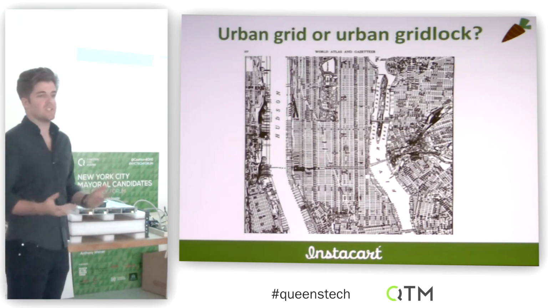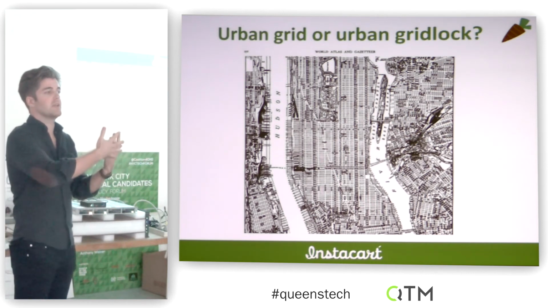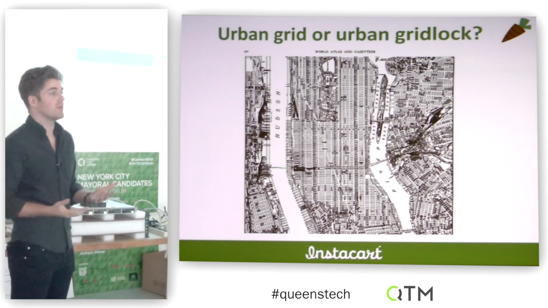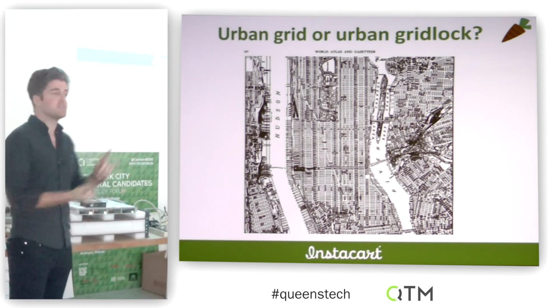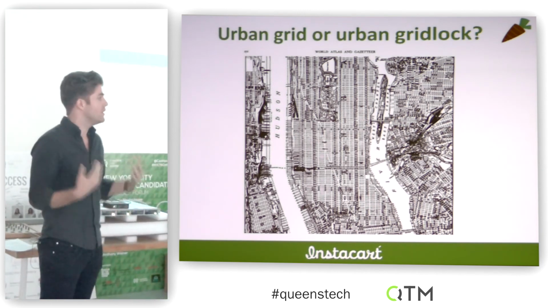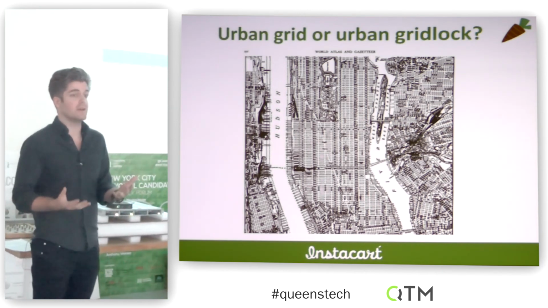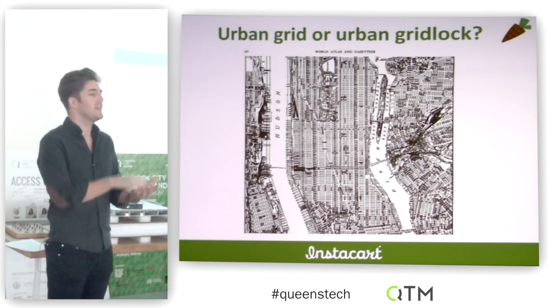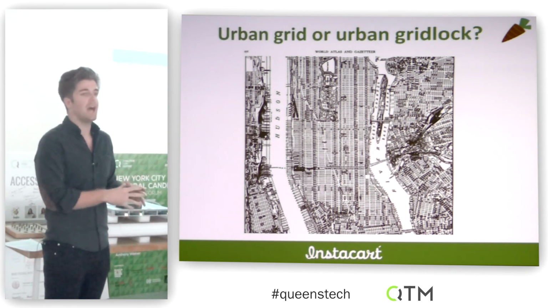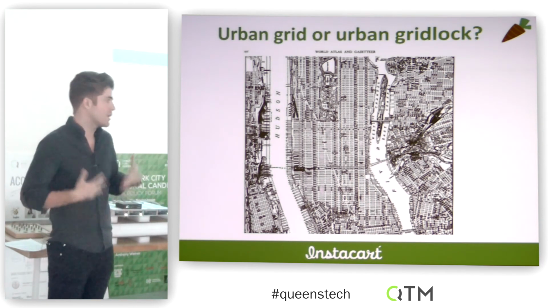You know, Manhattan has this beautiful urban grid, right? You should be able to go down the streets and up the avenues and deliver your orders. But we all know that doesn't happen, right? We have traffic. We have road closures. We had the marathon on Sunday. So there are all these obstacles that happen in every city, but especially in New York. They're so much more pronounced here because of the population density and a number of other things going on. So how do we tackle those things?